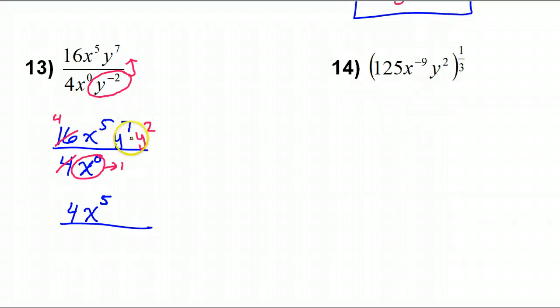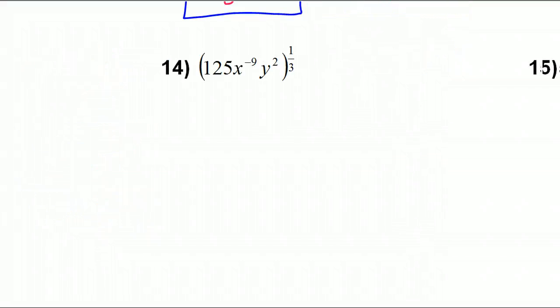Now I will deal with the y's. These are on the same level now, so we just will multiply by adding these exponents. So this will give me y to the 9th power. Now everything's in the top, so I could put a 1 down here, but we won't leave a 1 in the denominator, only in the numerator. So this is the final answer right here, 4x to the 5th power, y to the 9th power. How about number 14?